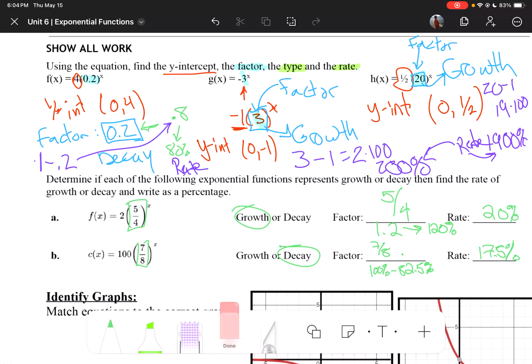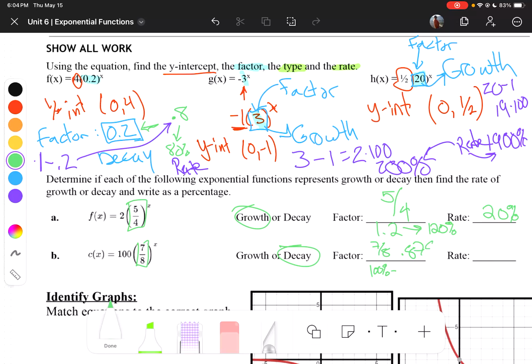So this is 0.875. So let's clean this up a little bit. 0.875, which would be 87.5%. So 100 minus 87.5% is 12.5%. All right. So quick, easy ways to look and see what the factor, the y-intercept, the type, and the rate are from an equation.